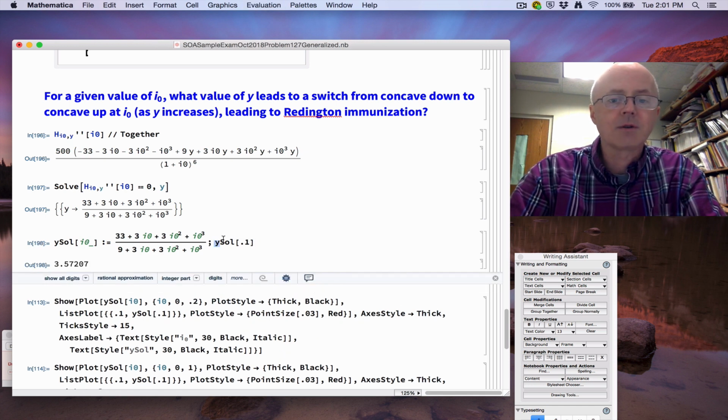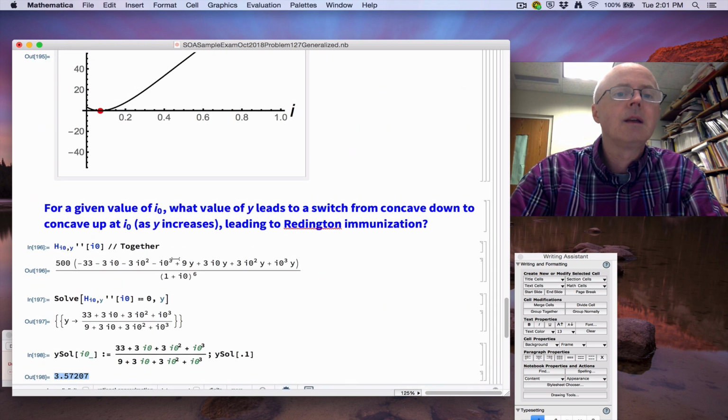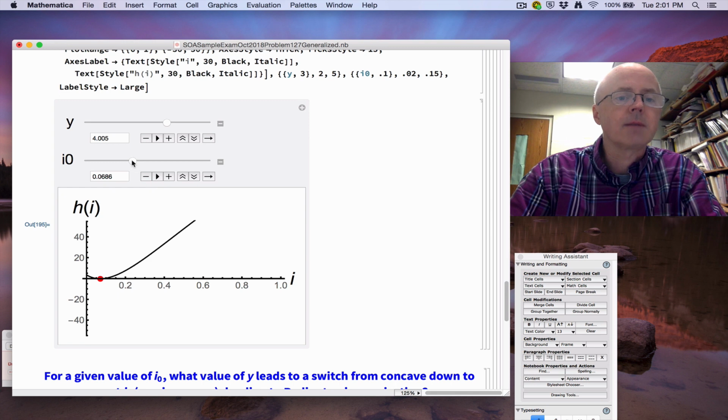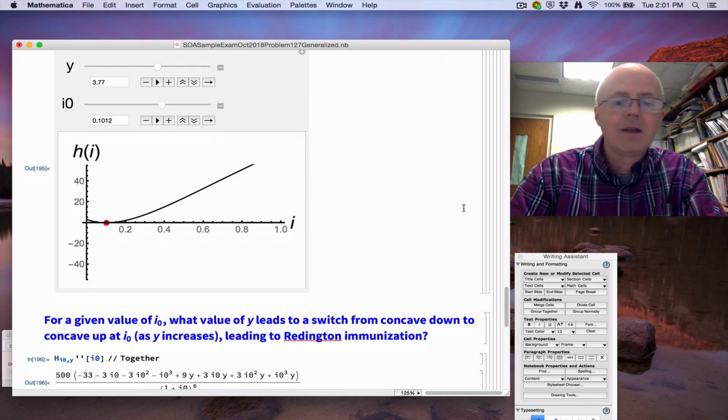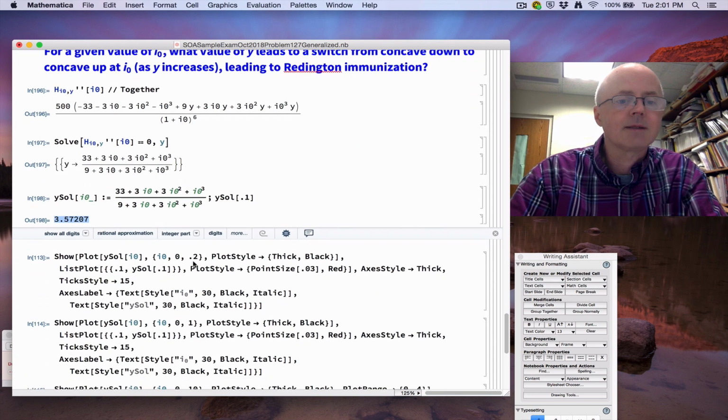When I0 is 0.1, this happens to be about 3.57. Let's see if we can make I equal to about 0.1 here. Close enough. When y is about 3.57, that's where this graph changes from concave down to concave up, right about here or so. It's hard to tell, but that's pretty close. The graph changes from concave down to concave up. That's what this is telling us.